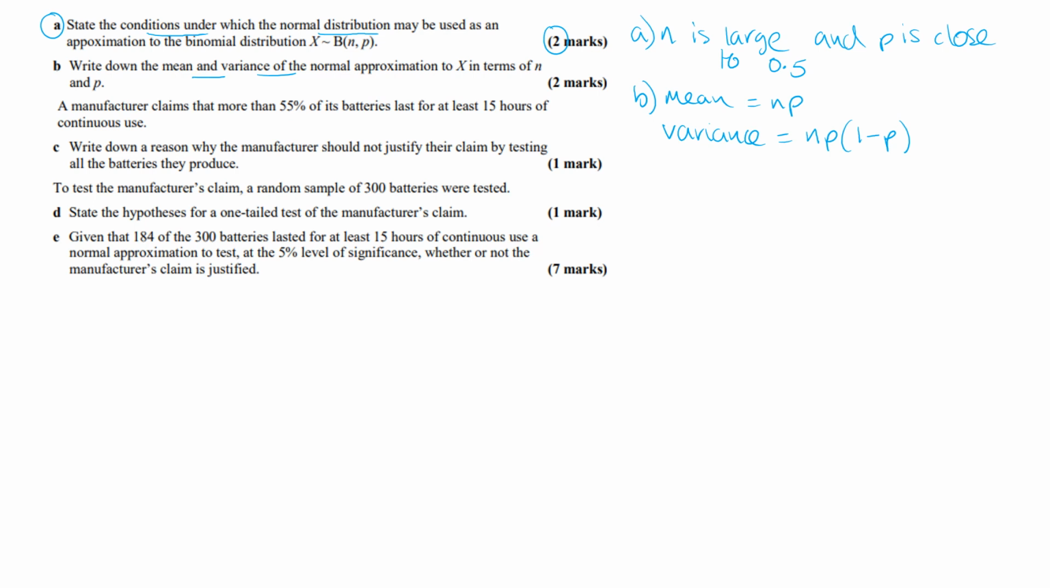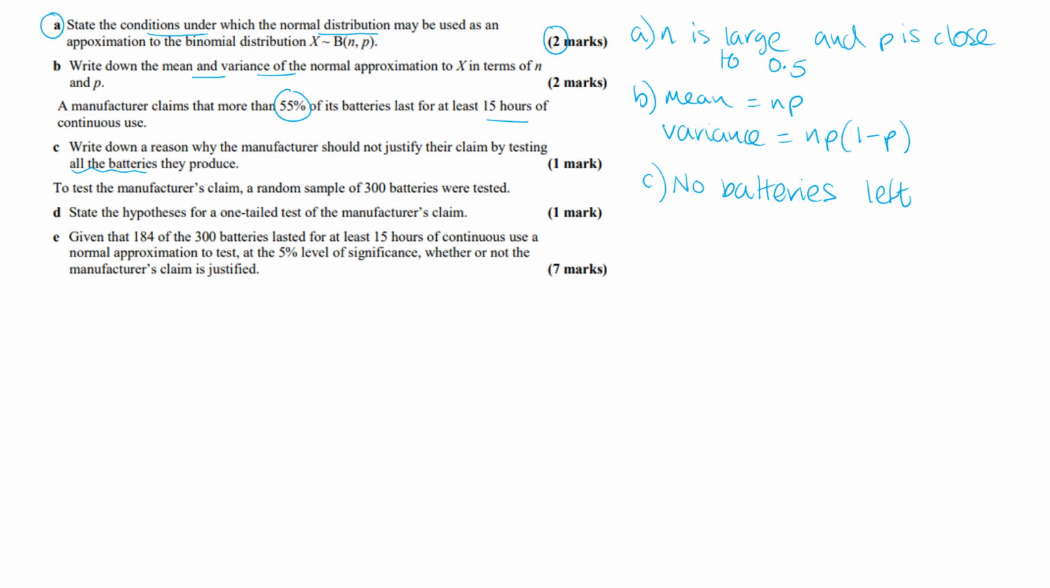Now, part C, we're being told that a manufacturer claims that more than 55% of its batteries last for at least 15 hours. Write down a reason why the manufacturer should not justify their claim by testing all of the batteries. Well, if they tested all of their batteries, then they would have them running for more than 15 hours, and that would run all the batteries out, and there would be no batteries left. So that would be a silly idea to do that. No batteries left if we've tested them all.